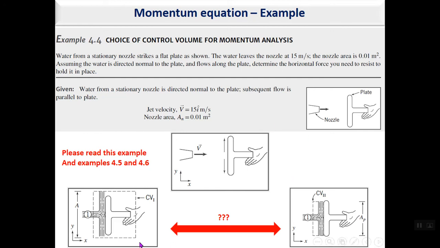And there is some discussion in this example 4 in the book about what the appropriate control volume is. For example, is it better to take the control volume like this or this? And the answer is the right one. Please read this example and also examples 4.5 and 4.6 in the book to know more about it.